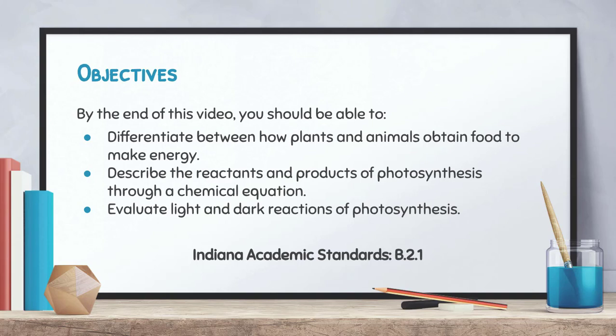Describe the reactants and products of photosynthesis through a chemical equation. Yes, you'll need to know the reactants and products of this chemical equation. And you should also be able to evaluate light and dark reactions of photosynthesis. So we can take photosynthesis and break it down into two specific types of reactions. One is called the light reaction or light-dependent reaction, and then another is called the dark reaction or the light-independent reaction. You can probably guess which one involves light, hopefully.